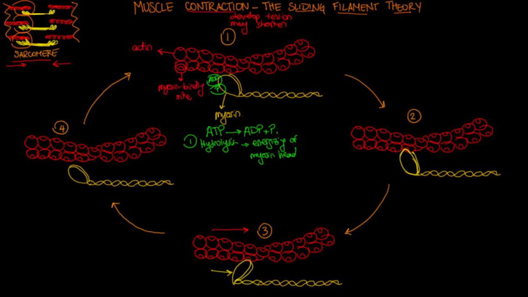Moving on to step number 2, as you can see, now we have the ADP and the P, and this is what allows the myosin head to bind to actin, specifically at the myosin binding site. This is what we call cross-bridge formation. So cross-bridge formation has taken place in step number 2, and this is basically the binding of the myosin head to actin.